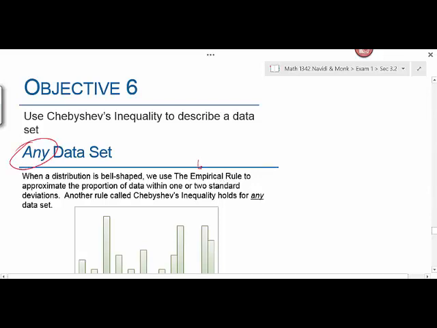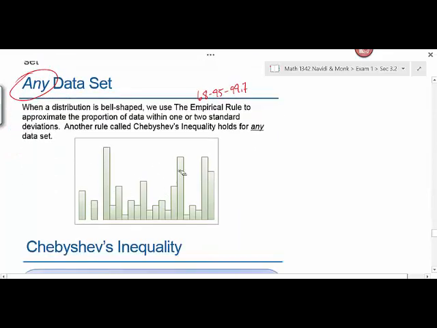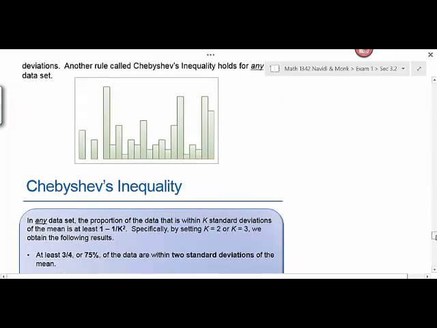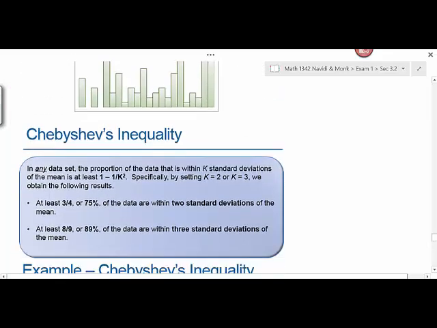That's the 68, 95, 99.7. Your book calls 99.7 almost all. It's easier for me to write 99.7, so I'm going to do that. Another rule called Chebyshev's inequality holds for any data set. So if our histogram came out looking like this, where it's not symmetric and unimodal, it's just kind of all over the place, we use something called Chebyshev's inequality.